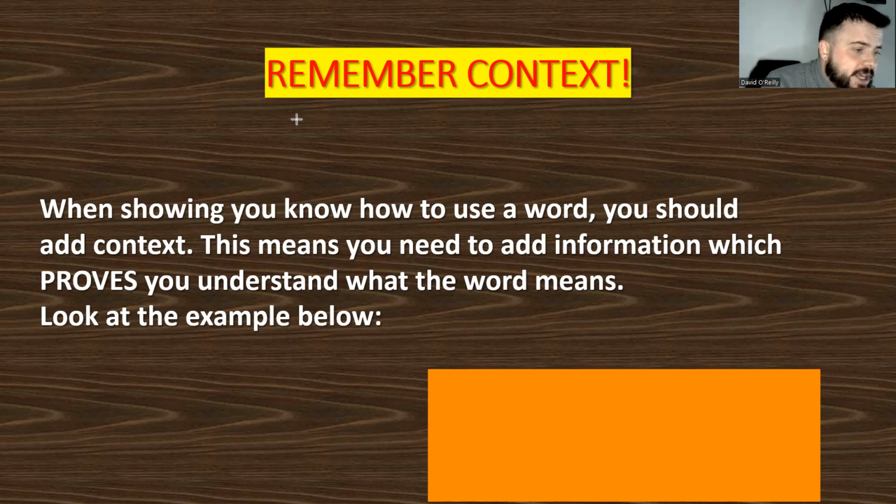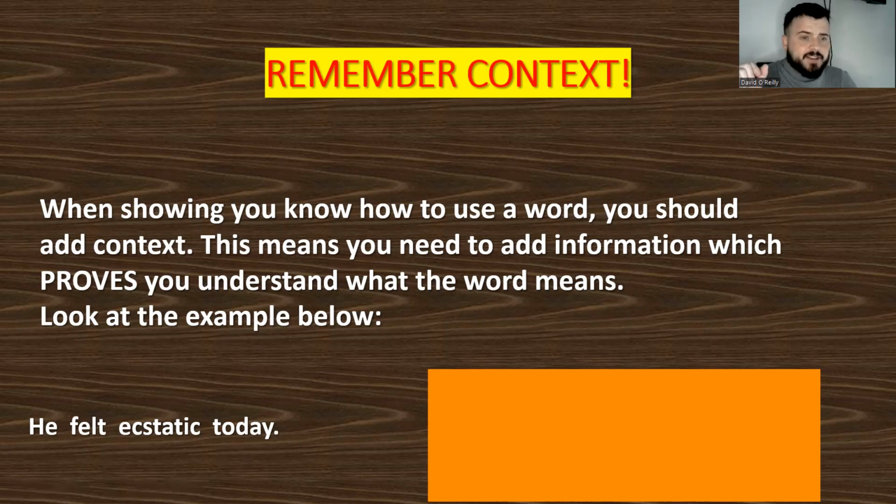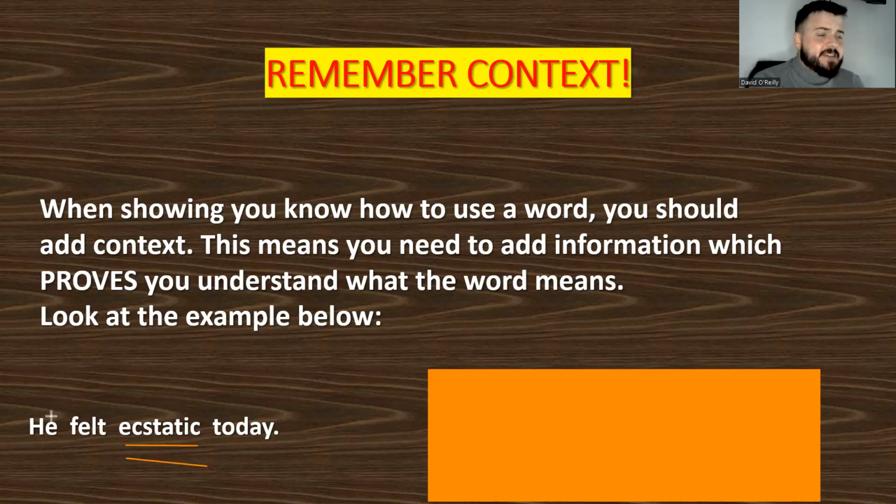So, for example, if I ask you to write a sentence with the word ecstatic and you come back with, he felt ecstatic today, that doesn't prove you know what it means, because ecstatic could mean anything. Ecstatic could mean hungry. Ecstatic could mean upset. He felt upset today. He felt hungry today. You haven't proven that you know what ecstatic means. You need context. You need to add a bit more to the sentence, which proves that you know what ecstatic means.